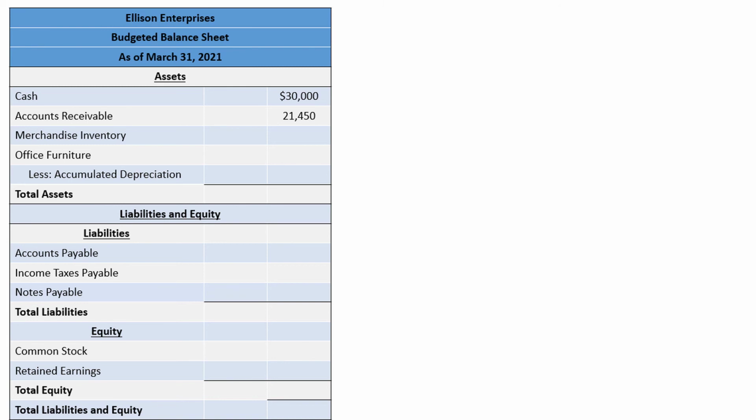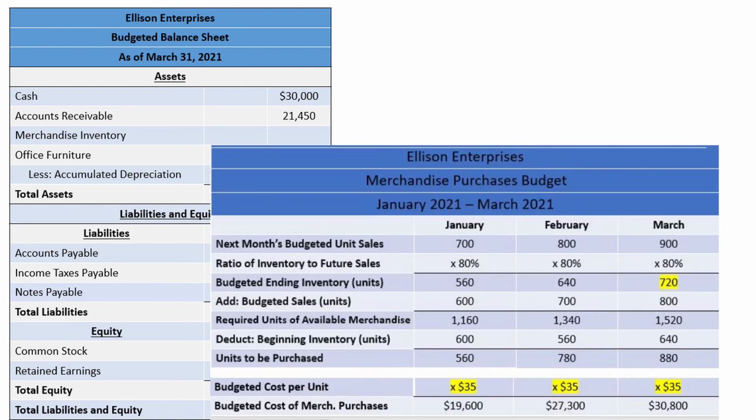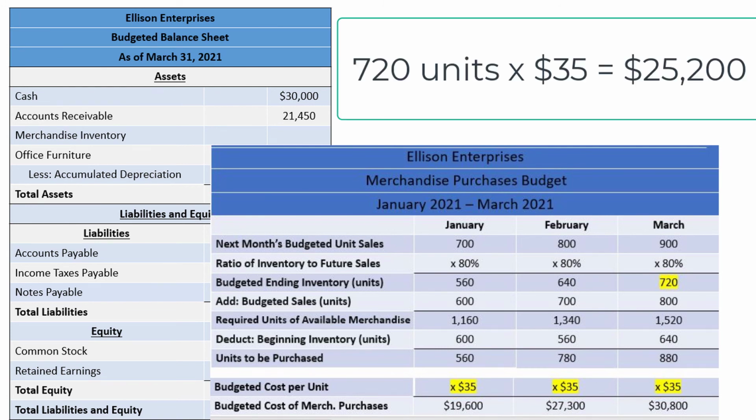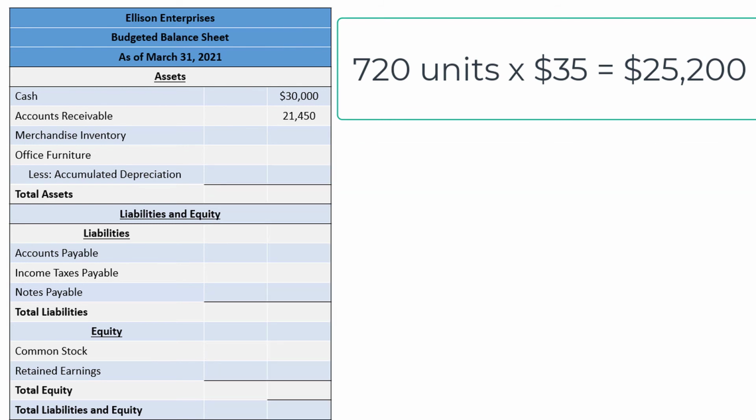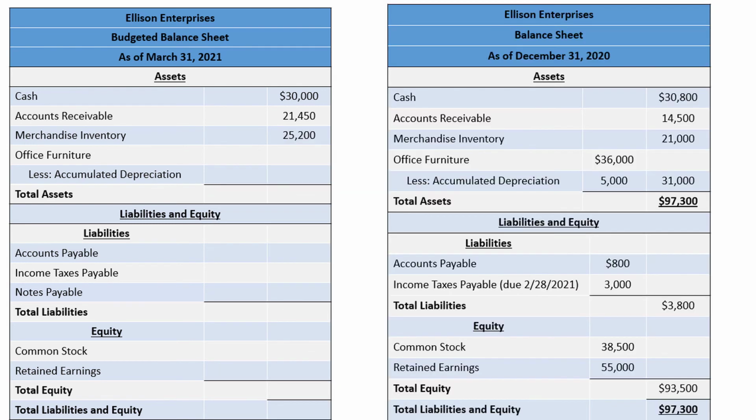Next, the inventory. For this, we look at the number of units budgeted for ending inventory from the merchandise purchases budget, which is 720, and we multiply by the cost of merchandise per unit, which is $35. This gives us $25,200. Next, we have the office furniture. There were no purchases or sales of office furniture, so we can copy down the same balance we had as the beginning balance sheet, which is $36,000.